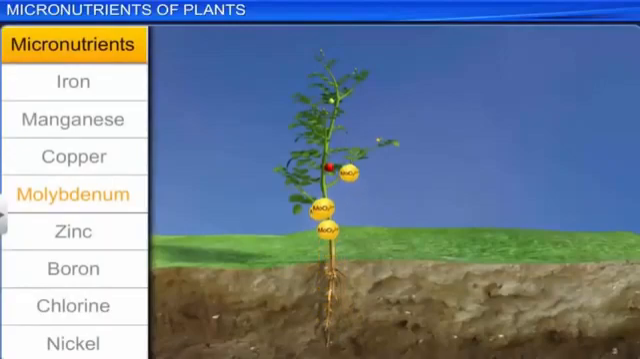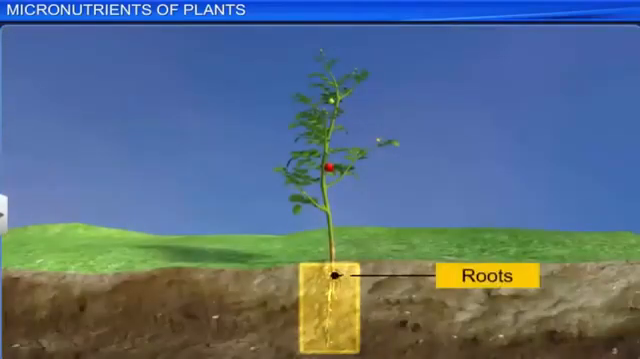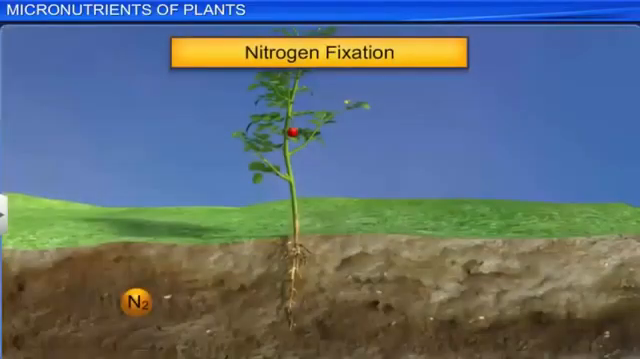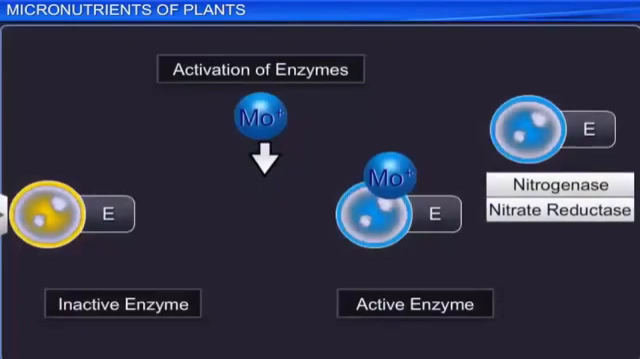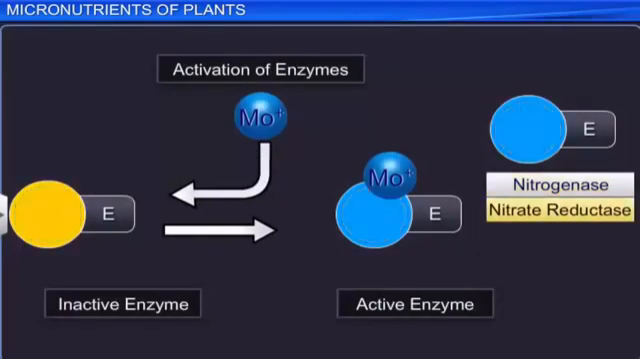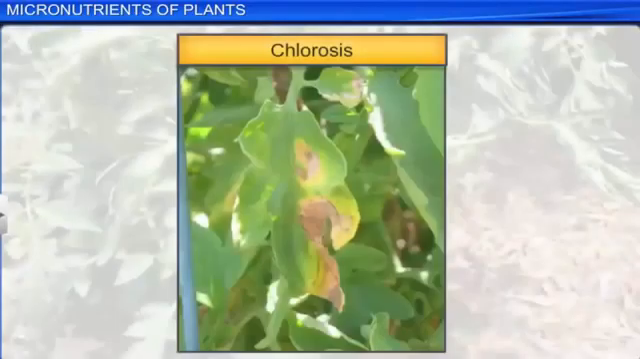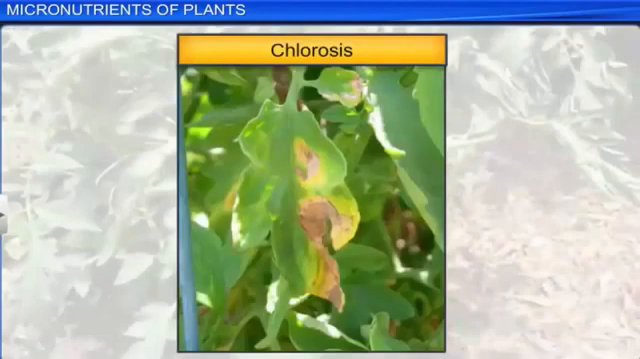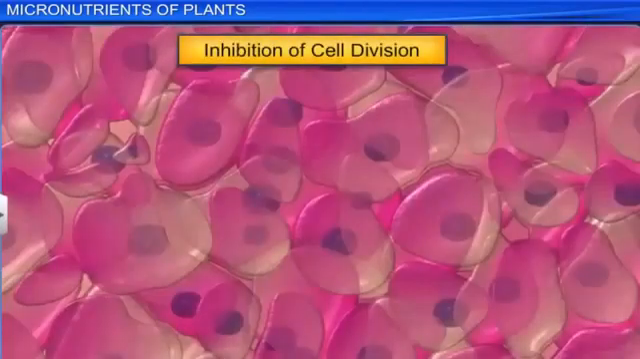Molybdenum is absorbed by plants in the form of molybdate ions. It is particularly needed in the roots. It plays an important role in nitrate reduction and nitrogen fixation. It activates nitrogenase and nitrate reductase, which participate in nitrogen metabolism. Deficiency symptoms include chlorosis and inhibition of cell division.